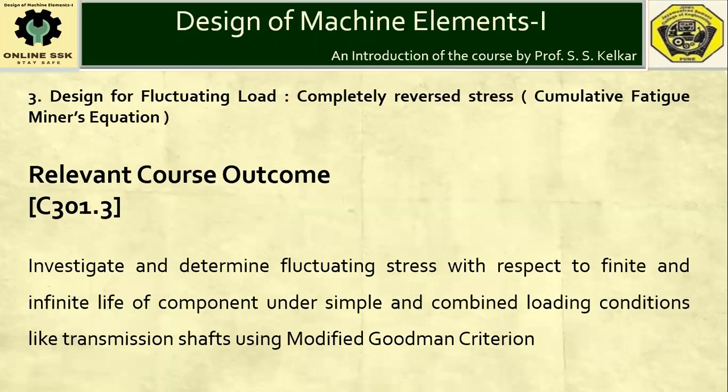Today's discussion belongs to CO3, course outcome 3, wherein after studying this unit, or this chapter of design for fluctuating load, the students will be able to investigate and determine fluctuating stress with respect to finite and infinite life of components under simple and combined loading conditions like transmission shafts using modified Goodman criteria.